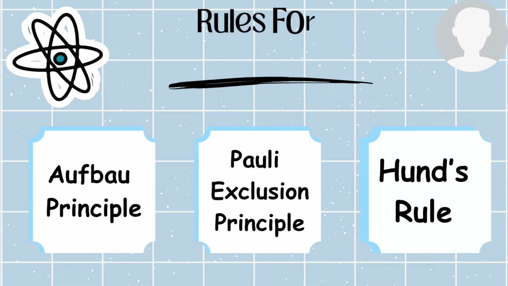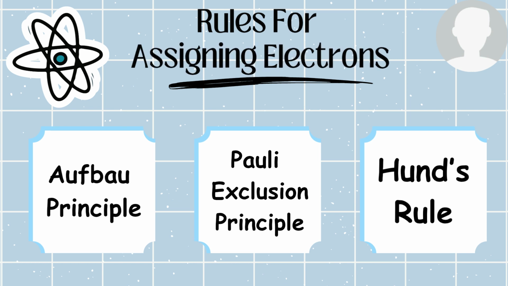There are three rules for assigning electrons. The first one is the Aufbau principle. The second one is the Pauli exclusion principle. The third one is Hund's rule.